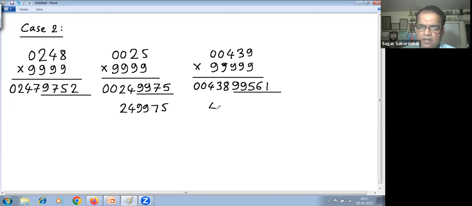So final answer, 4, 3, 8, 9, 9, 5, 6, 1. These zeros do not change the value. So whether you write this way or this way, it's the same thing. So case 2, we can convert to case 1 just by putting zeros. Later on, we'll study the third case, where the number of nines is less than the number of digits. That will come in the second session. So that completes all five topics of session 1.